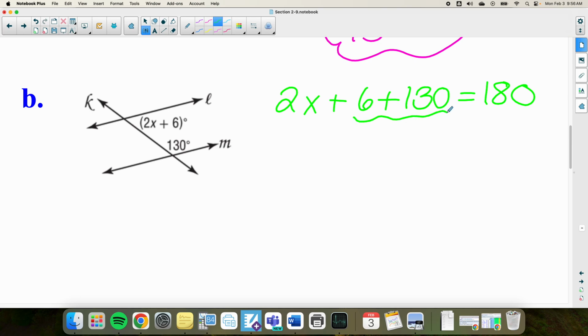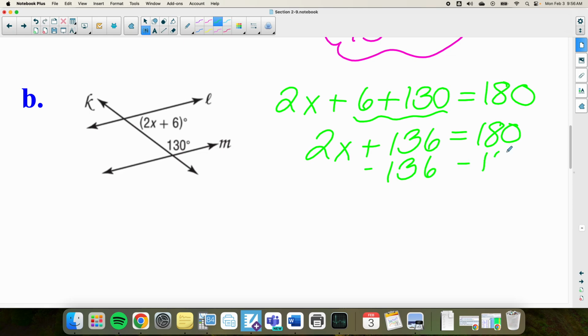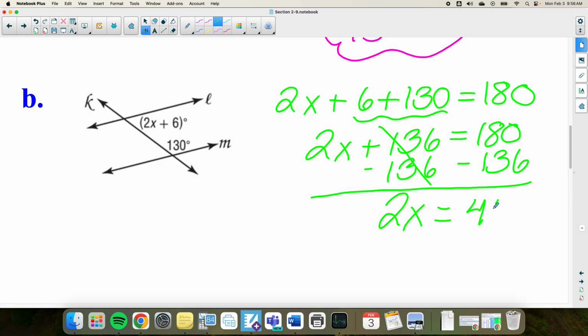Then we add those two together. 6 plus 130 is 136. Okay, then I'm gonna subtract 136. And I get 2x equals 44. Divide by 2. And x is 22.